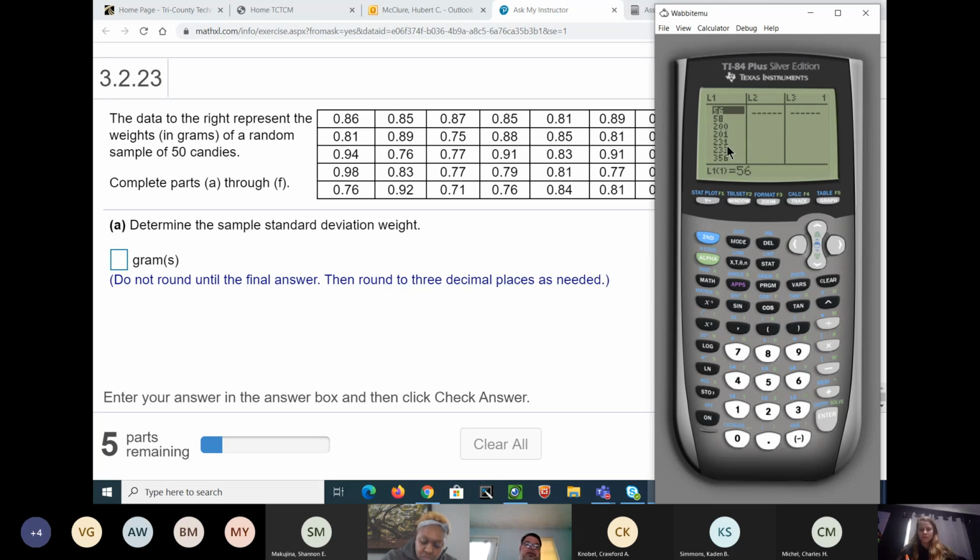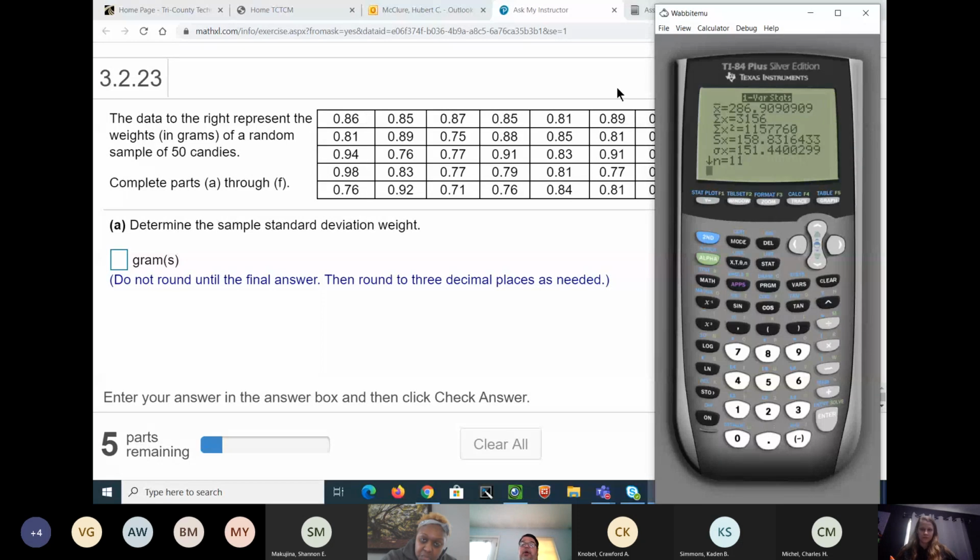Now I want everybody that typed these in to go to stat, calculate, first variable statistic. It automatically goes to L1, so I just tell students to keep their information in L1 and hit calculate. This is not going to be yours; yours is going to be a decimal. And Sx is your standard deviation.